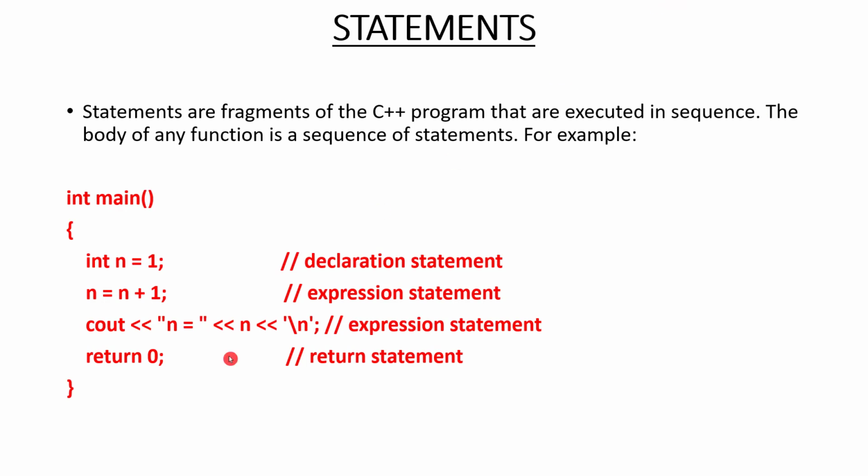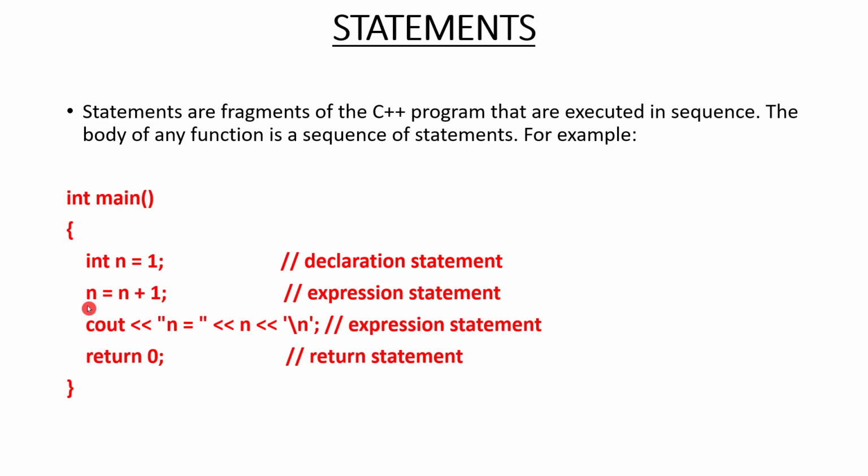For example, please go through this problem. We have the library function, input output stream, then the namespace std. This is the main function. We consider now only the main function, integer main, curly bracket. If we define integer n equal to 1, it is a declaration statement because we are declaring that the value of n is equal to 1. We have a semicolon here to end the statement.